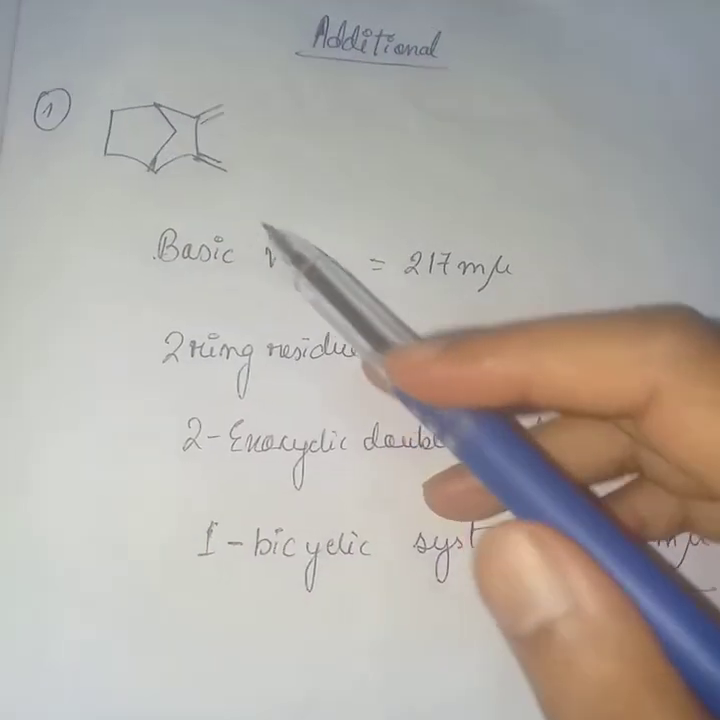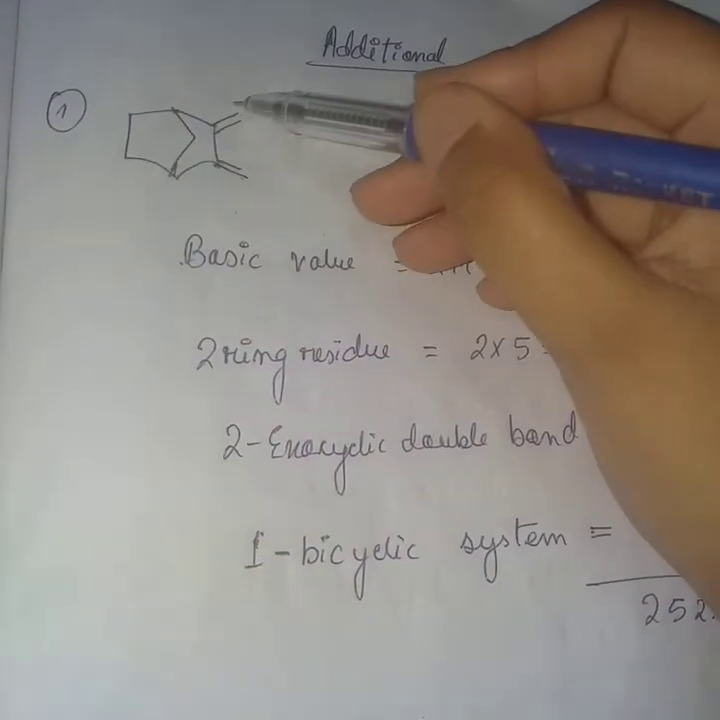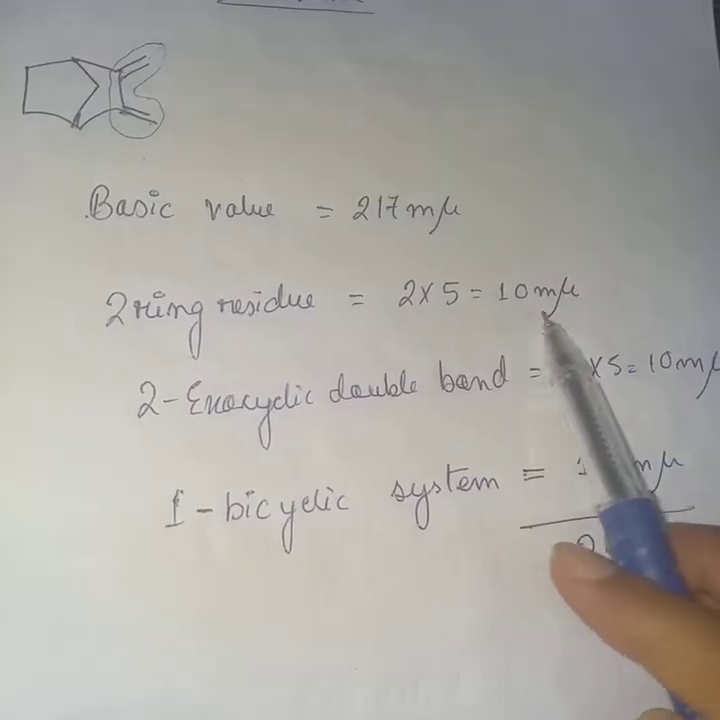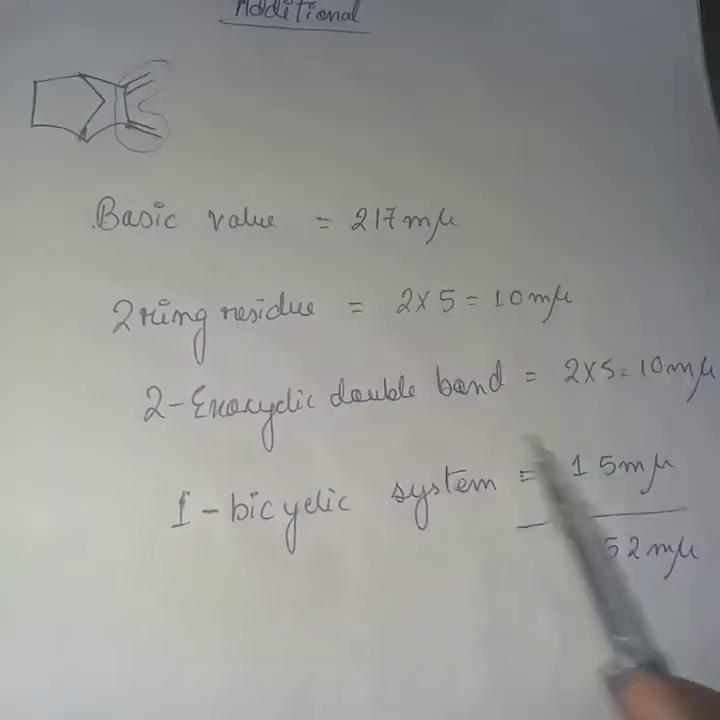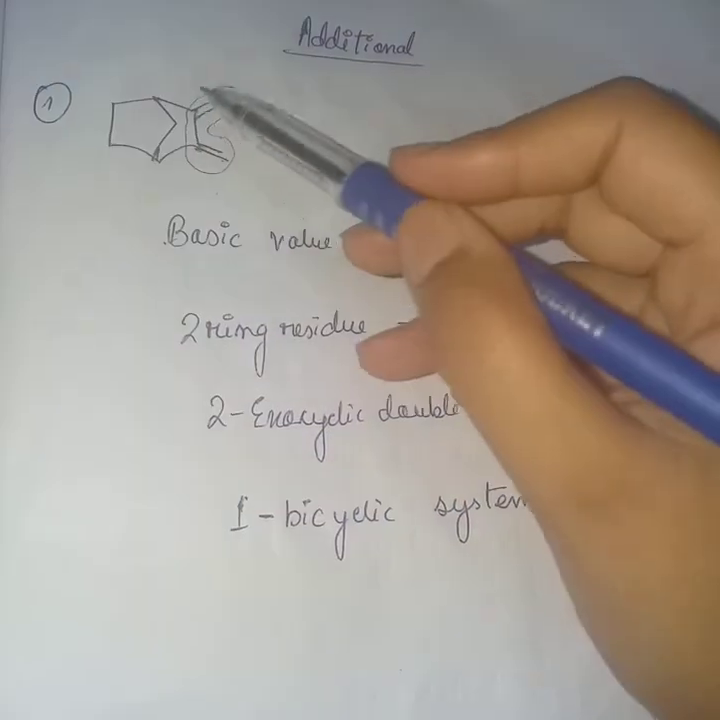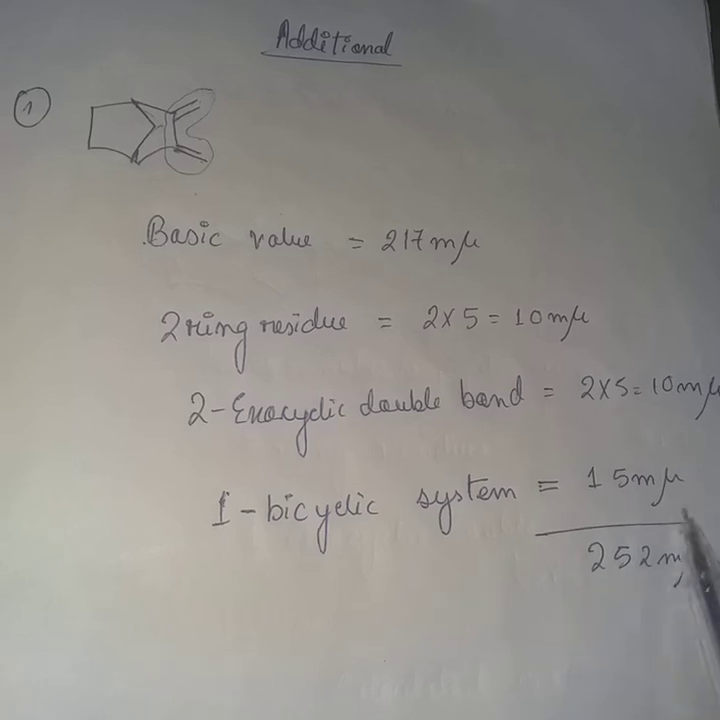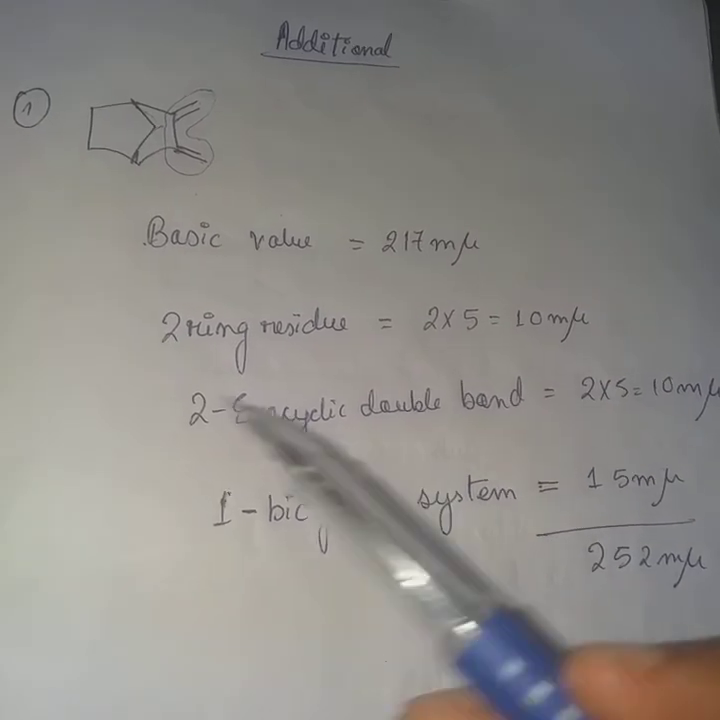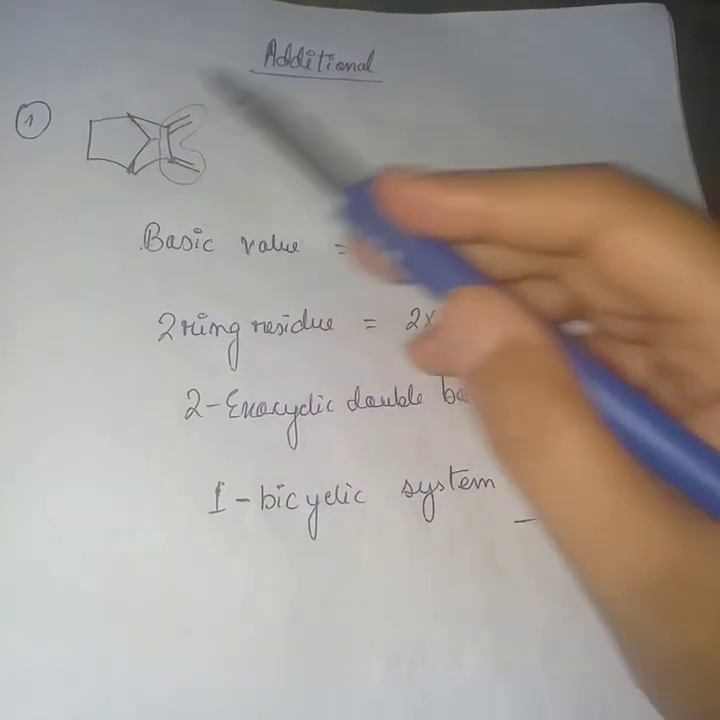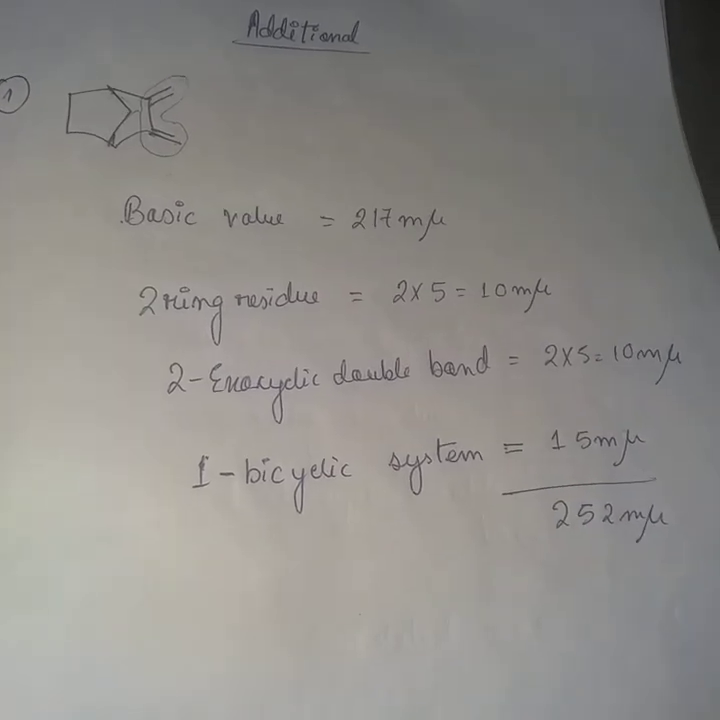Let us see an additional example. The basic value here is 217 millimicron, as you see, this is the butadiene system. Here there are 2 ring residues. Therefore, we have taken this 2 exocyclic double bonds as well. And it is a bicyclic system. For this, we have taken 15 millimicron. This is one additional information that I have not given in the previous values. Please note this well: if you get this type of bicyclic system, you will add 15 millimicron additionally. So here we get this one.